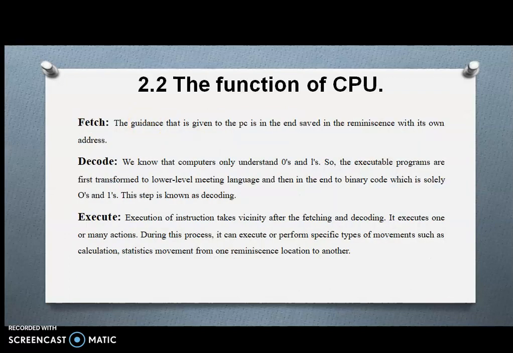2.2 The functions of the CPU. The instruction that is given to the PC is then saved in the memory with its own address. Decode. We know that computers only understand 0s and 1s, so the executable programs are first transformed to low-level assembly language and then finally to binary code, which is simply 0s and 1s. This step is known as decoding.